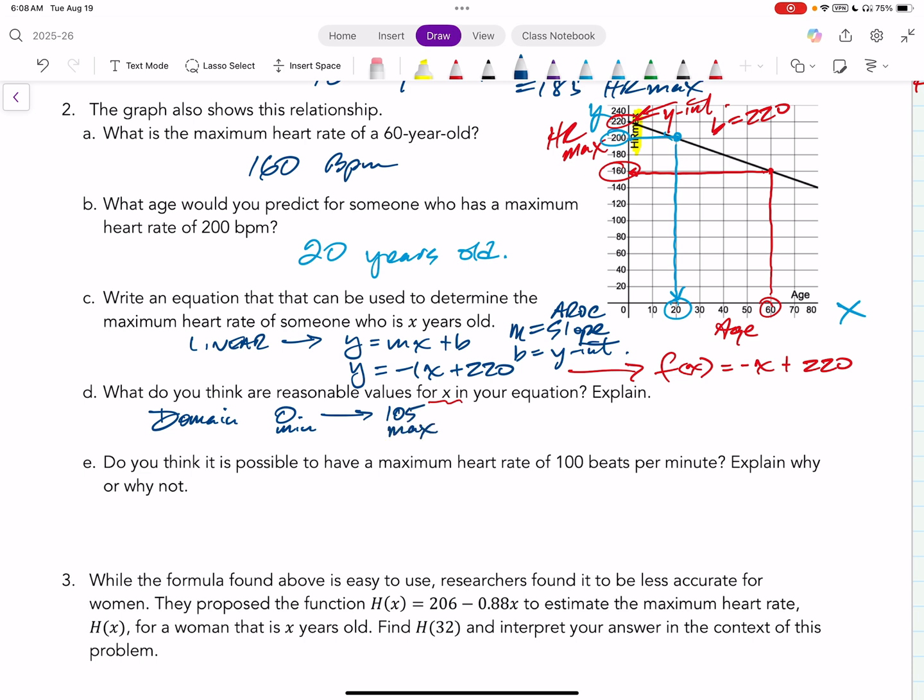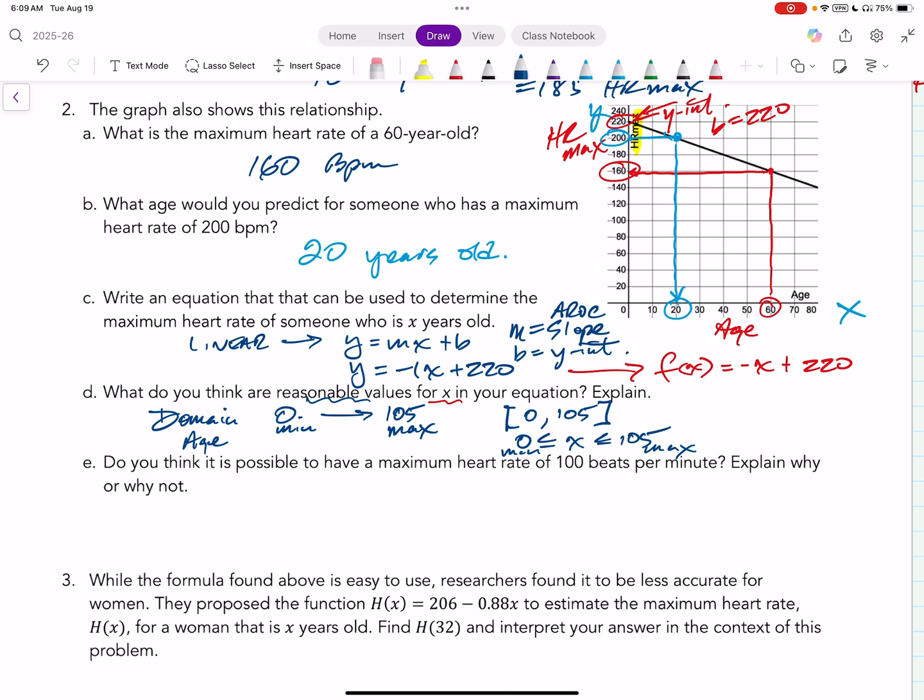And this refers to the domain here. And so age can't be negative. We're talking about age here, not the maximum heart rate. So it's got to be something greater than or equal to 0 and all the way up to maybe 105. So the domain here, if you want to write it in interval notation, is the closed interval from 0 to 105. You could write it that way. Or you can say 0 less than or equal to x, less than or equal to 105. Again, this is the minimum, and this would be the max. And then it'd be a reasonable domain.